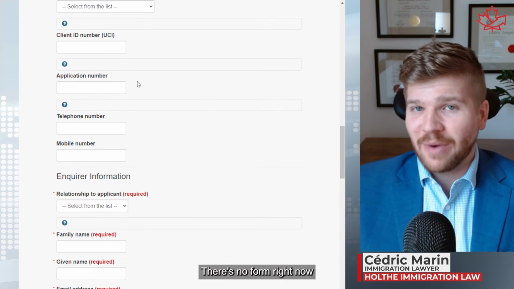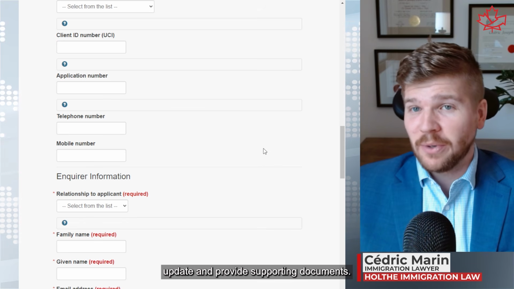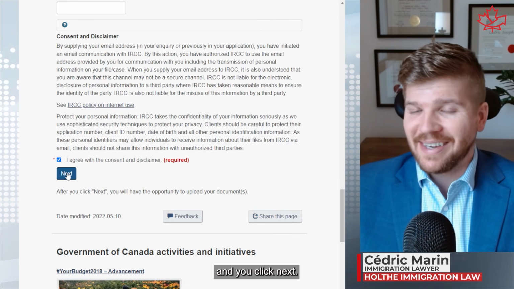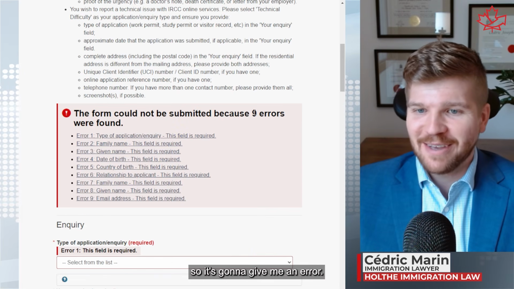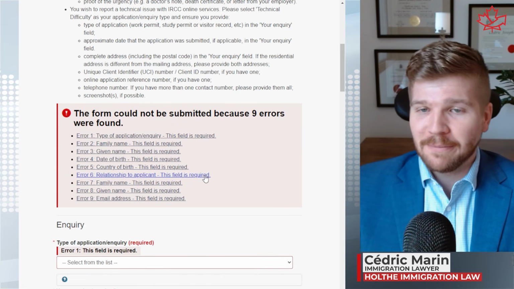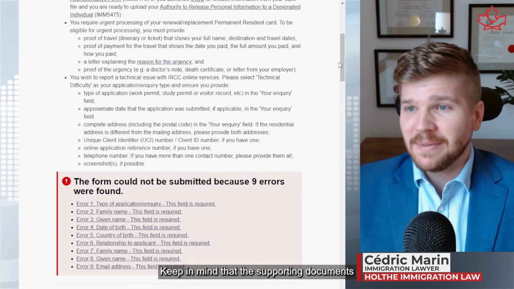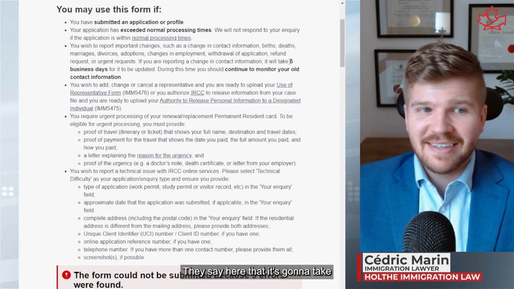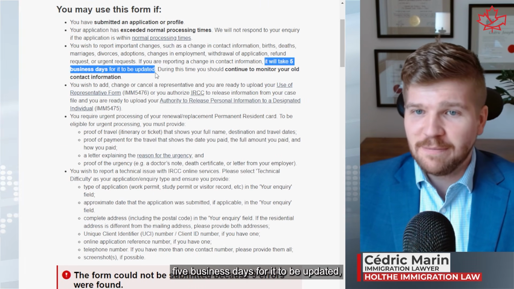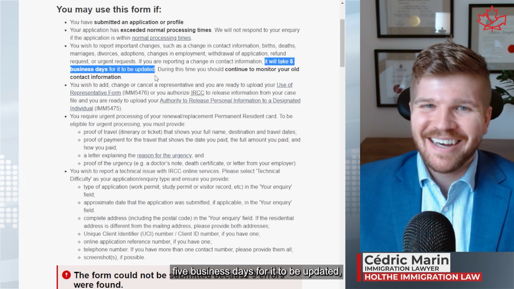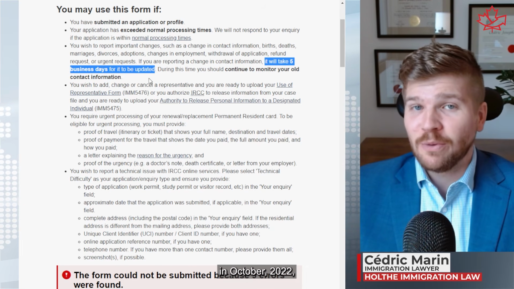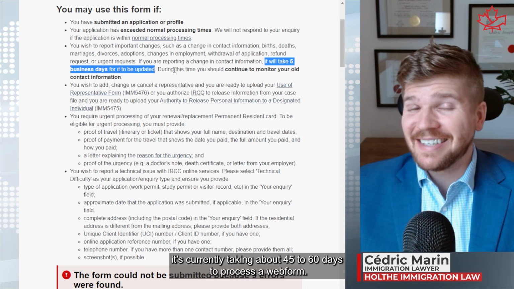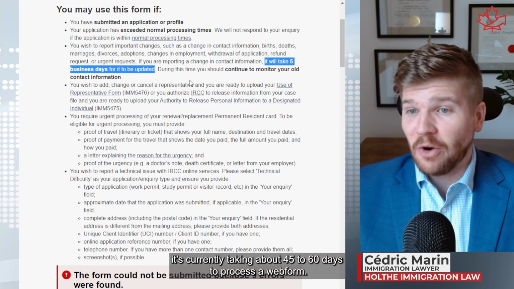There's no form right now to update and provide supporting documents. That's only going to come at the very end when you click I agree and you click next. I haven't completed this, so it's going to give me an error. Many fields are required, but keep in mind that the supporting documents have to be under 3.5 megabytes and they can be attached. They say here that it's going to take 5 business days for it to be updated. In practice right now in October 2022, it's currently taking about 45 to 60 days to process a web form.